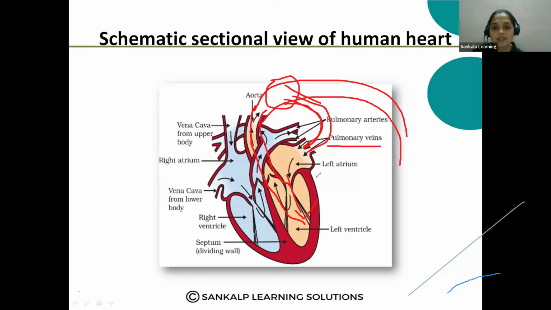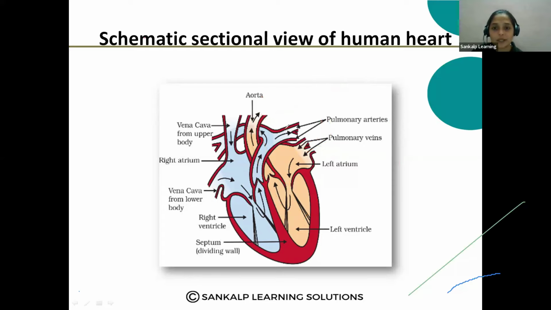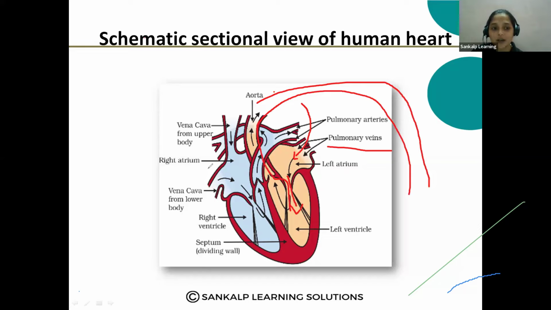Okay, so this is the first step. In the first step, what happened? Once again, I'm going to explain. The oxygenated blood from the lungs is carried by the pulmonary veins and pours into the left atrium. This left atrium contracts. When the left atrium contracts, the valve opens and the blood moves to the left ventricle. When the left ventricle contracts, the blood moves into the aorta, and this aorta carries the oxygenated blood to the different parts of our body.